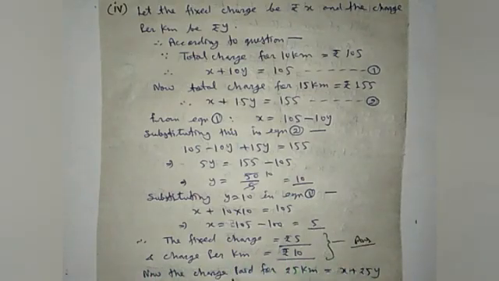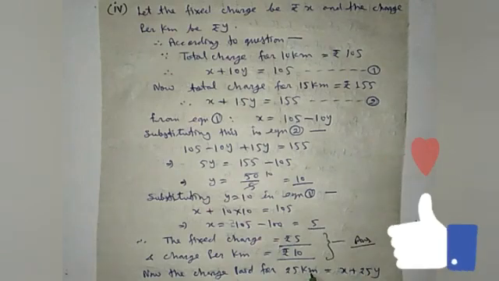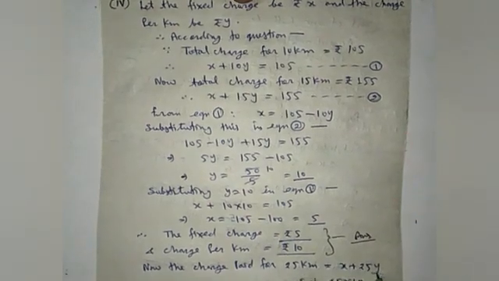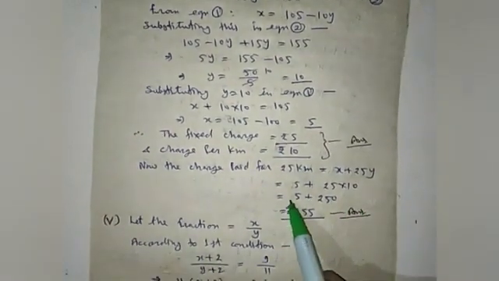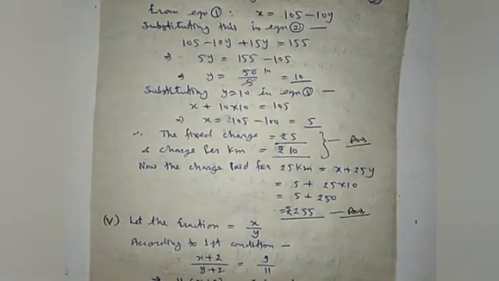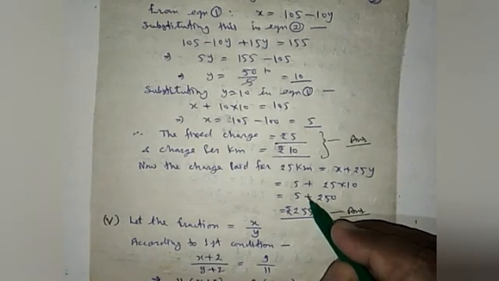Now the charge paid for 25 km will be X plus 25Y, that is equal to 5 plus 25 into 10, which is equal to 5 plus 250, and that is equal to 255.